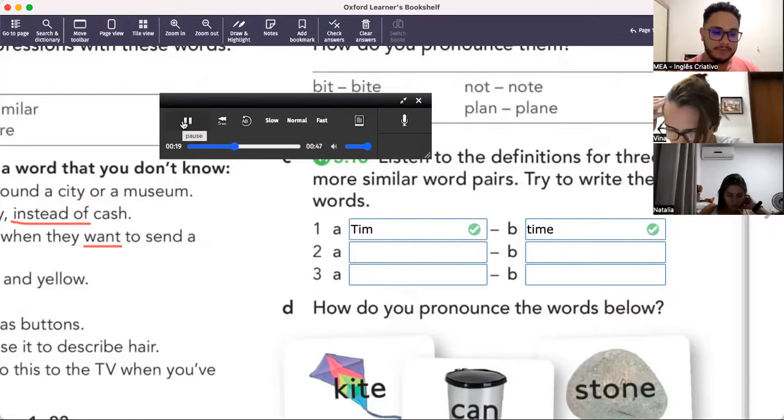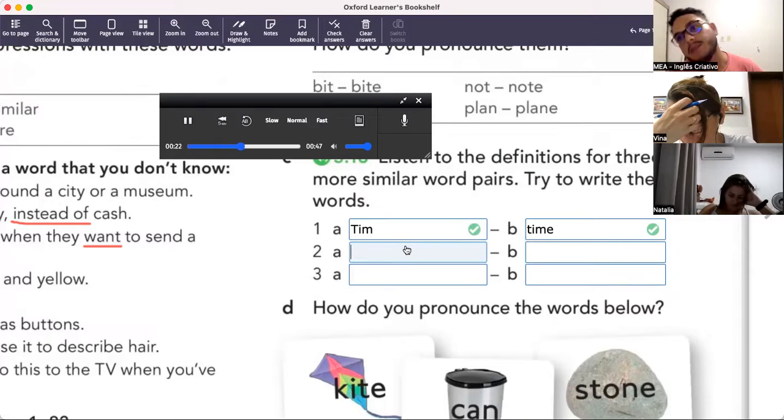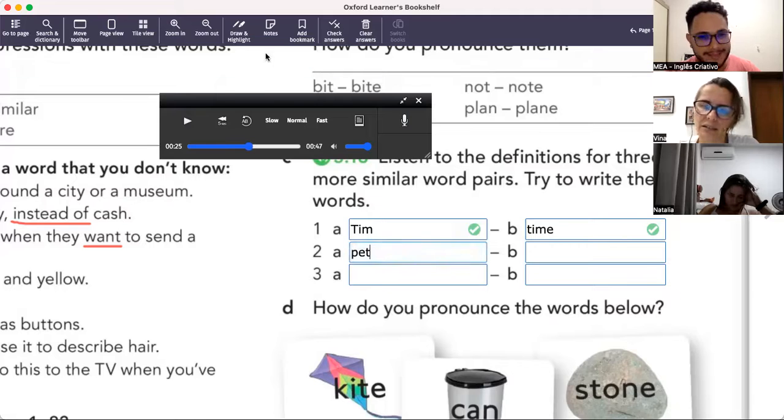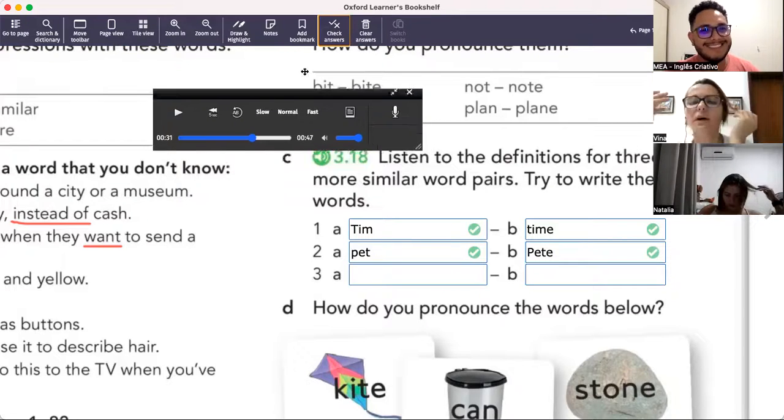2. A. It's an animal that people have in their house. For example, a cat. Yes, but the general name. Pet. Perfect. B. It's the short form of the name Peter. Pete.